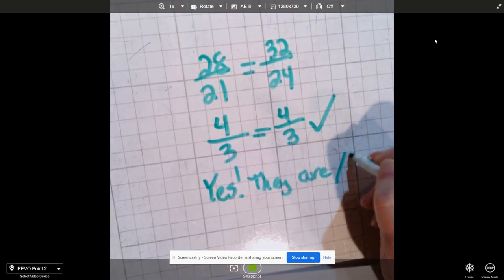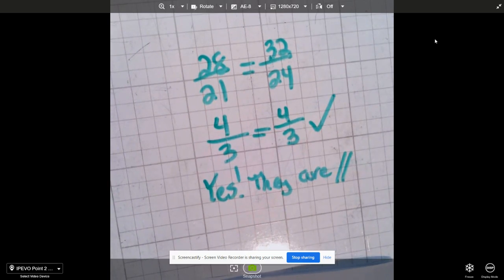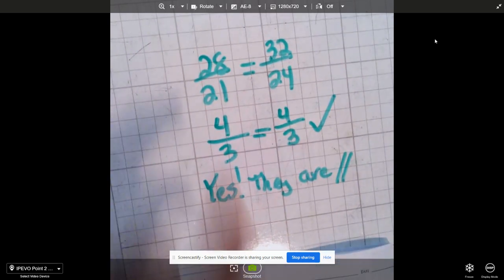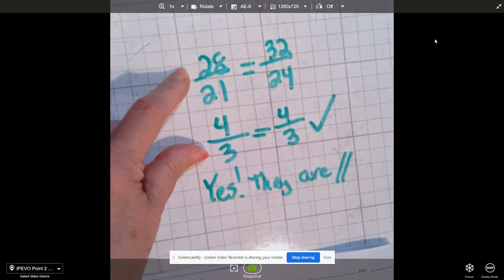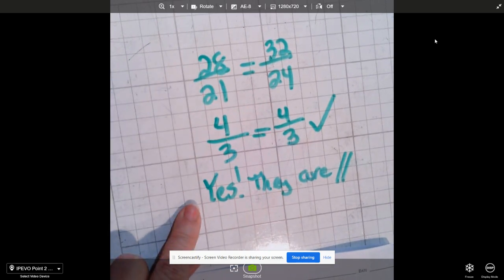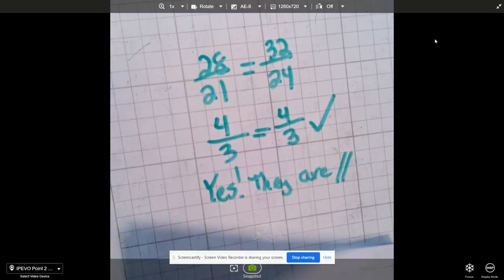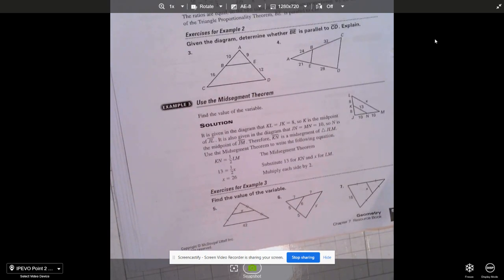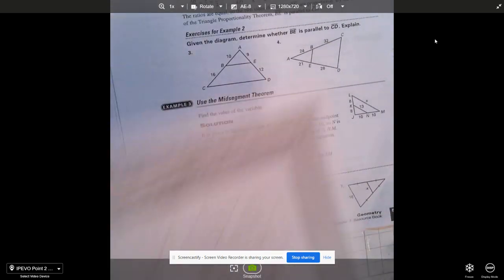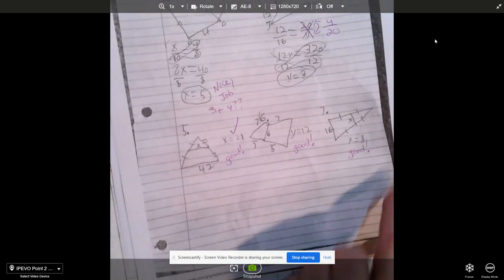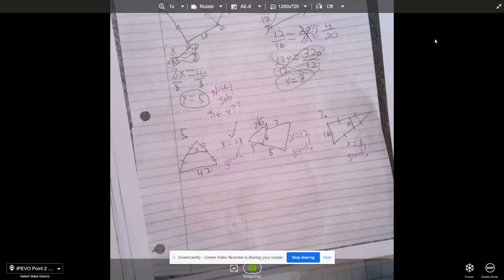And instead of writing out the word parallel, if you want to use the symbol for parallel sides, that's fine. And once again, this work here is your explanation as to why they are parallel. All right, and number 5, 6, and 7 on the bottom here, you did a beautiful job on that. Every single one is absolutely correct. So beautiful, beautiful job on that.